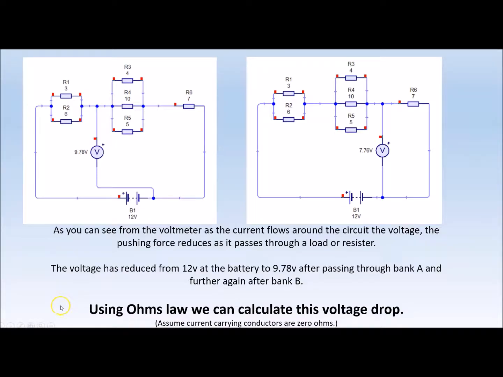With our Circuit Wizard simulations, we can see that by inserting a voltmeter into the circuit, the voltage is starting to drop as it goes around our circuit. So we can see how much the voltage is dropping as it goes through each bank. Now what we are assuming is that the conductor is at zero resistance, so that doesn't affect the volt drop. So what we can do now is use our Ohm's Law formula to calculate what these volt drops are going to be.